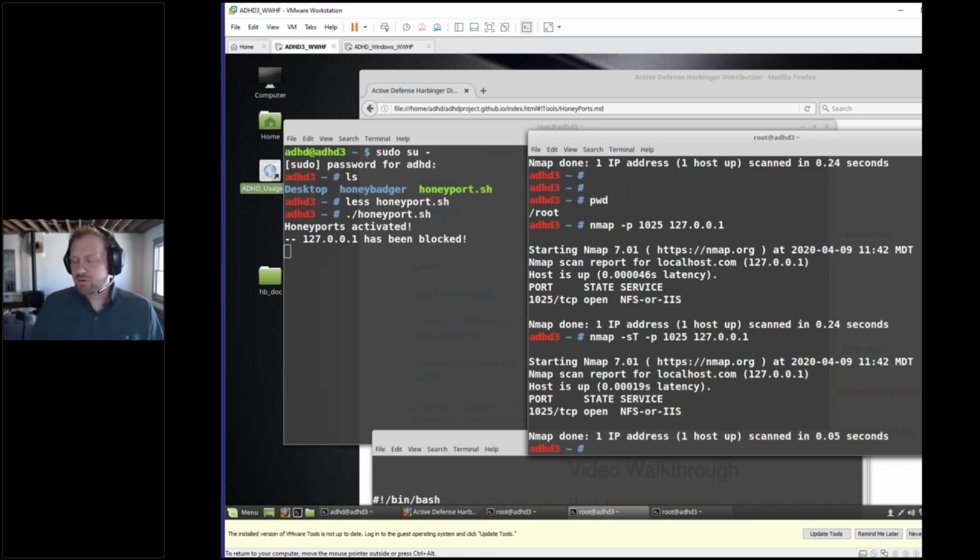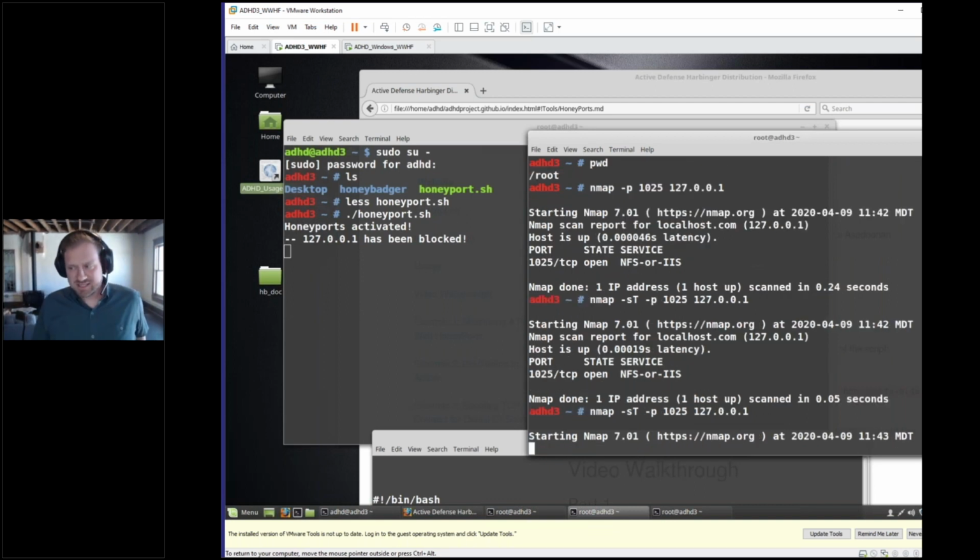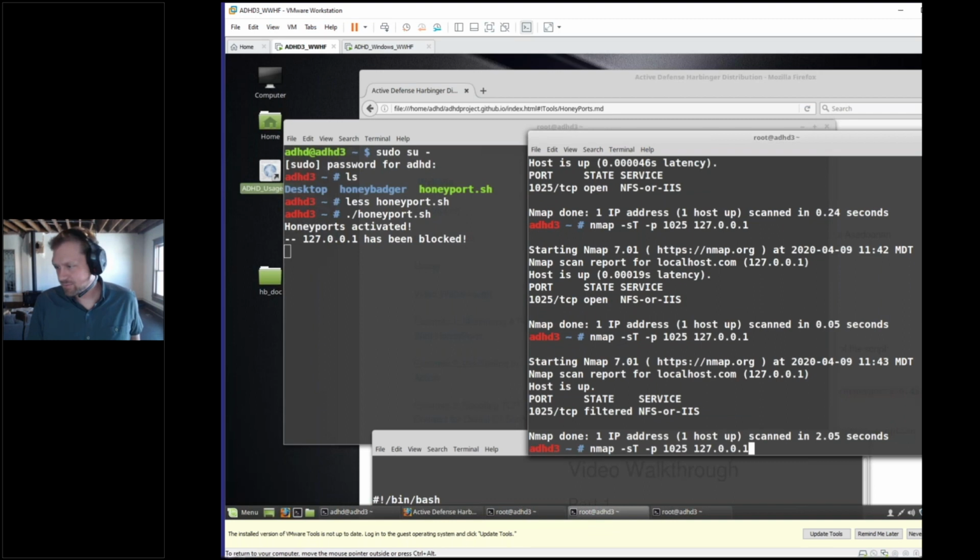Now we actually want to do a full connect scan. Notice it worked the first time. But then immediately my honeyport script pops up and says 127.0.0.1 has been blocked, which is generally bad. You don't want to block your own system. But now if I try to scan the system again, it's now filtered.